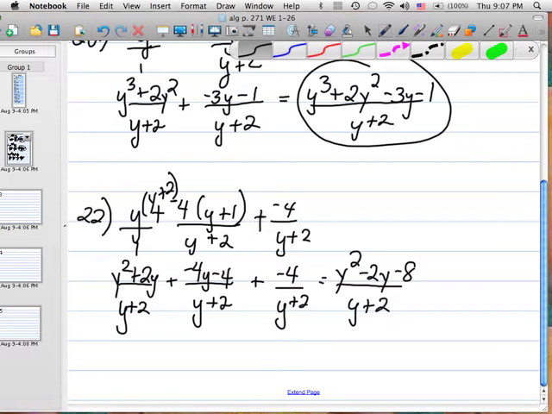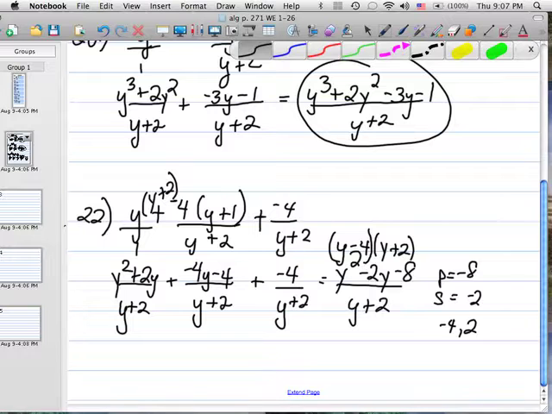Now we need to check to see if we can factor this. The product is negative 8, and the sum is negative 2, and negative 4 and 2 would work. So this comes out y minus 4 and y plus 2. And we could make the denominator a factor by putting parentheses around it, so we can cancel that, and we get y minus 4.